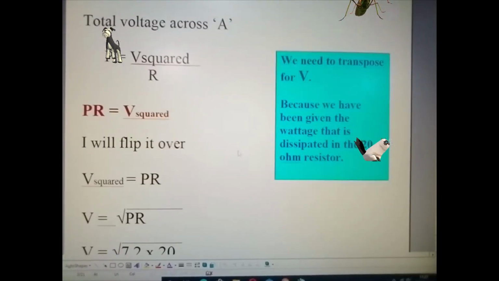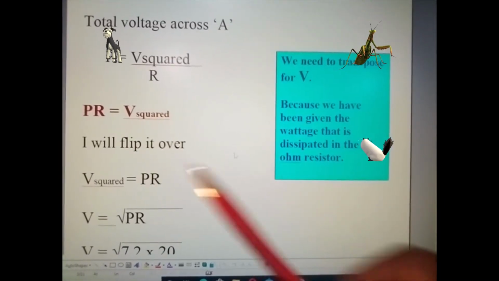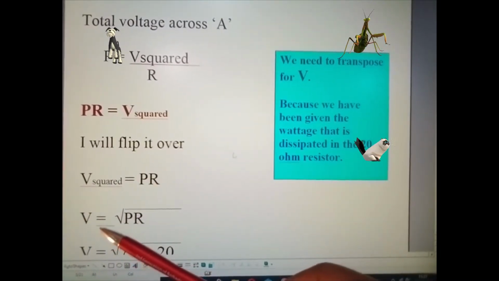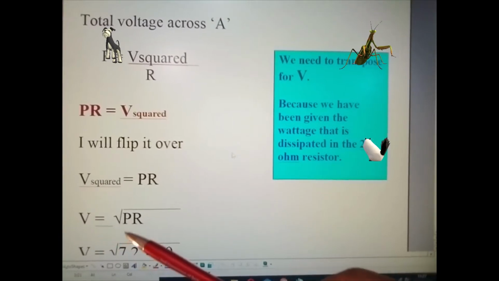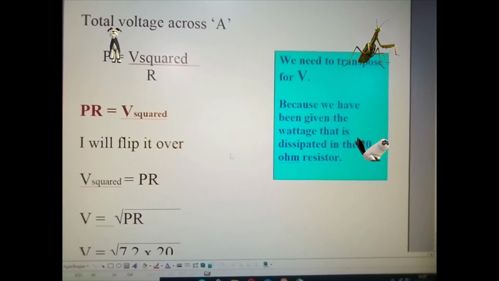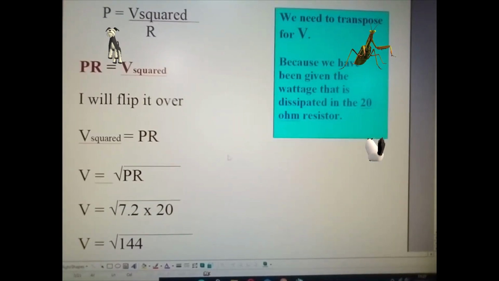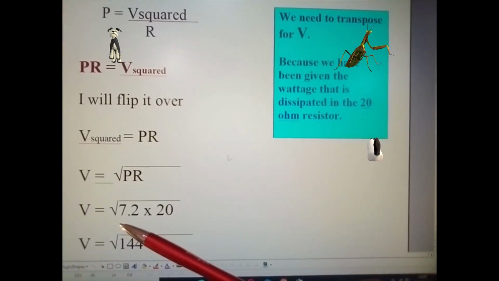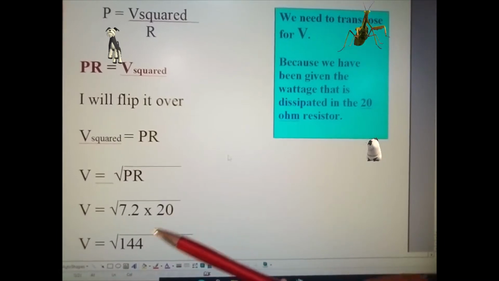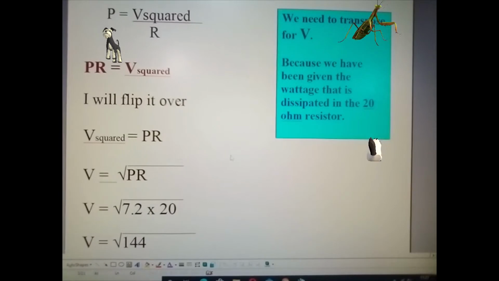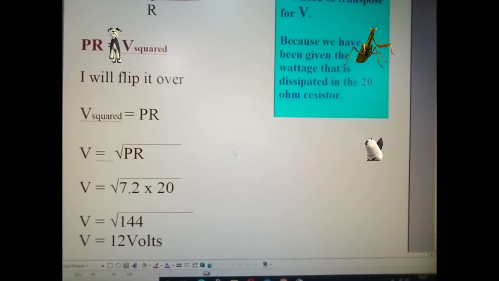Now again, it's just the way I work, okay? So I will flip this over, so it becomes V squared equals P times R. Therefore, I need V on its own. So therefore, it's V equals square root of P times R. So we have V equals square root of 7.2 times 20, which equals 144.